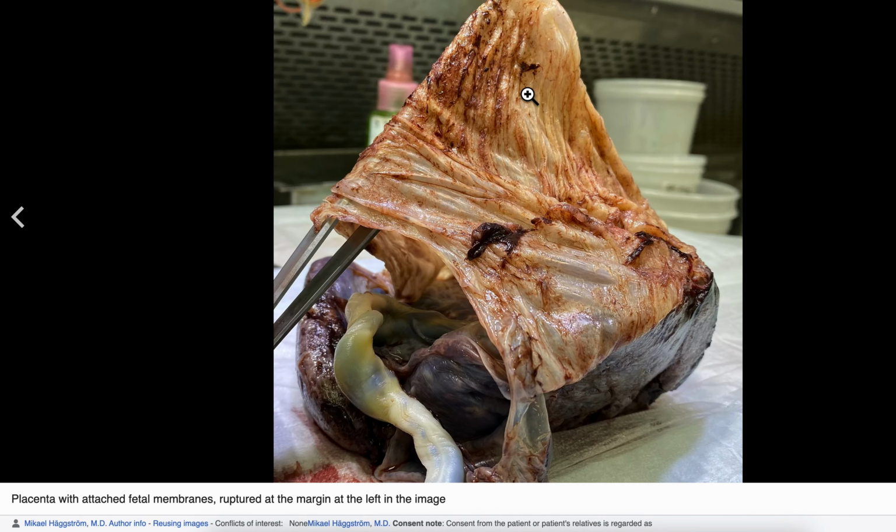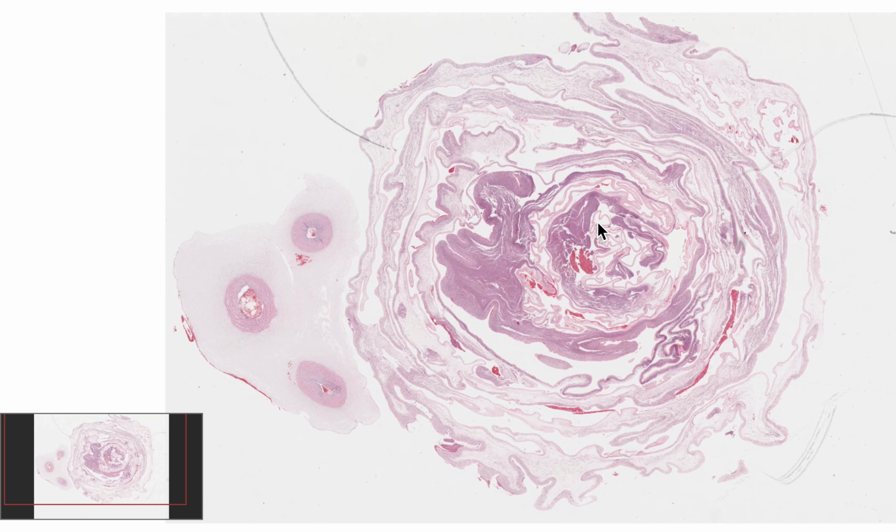Okay, so on low power, we see this free membrane that's rolled up, and we can see this hypercellular, basophilic, dark region. As we zoom in here, oh boy, this is pretty cellular. What kind of cells are these? These are neutrophils. So this means there's an acute infection going on, maybe bacterial, maybe fungal.